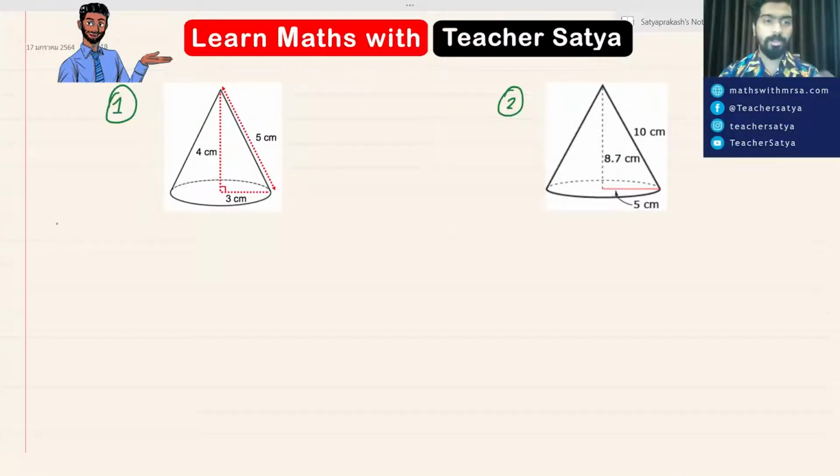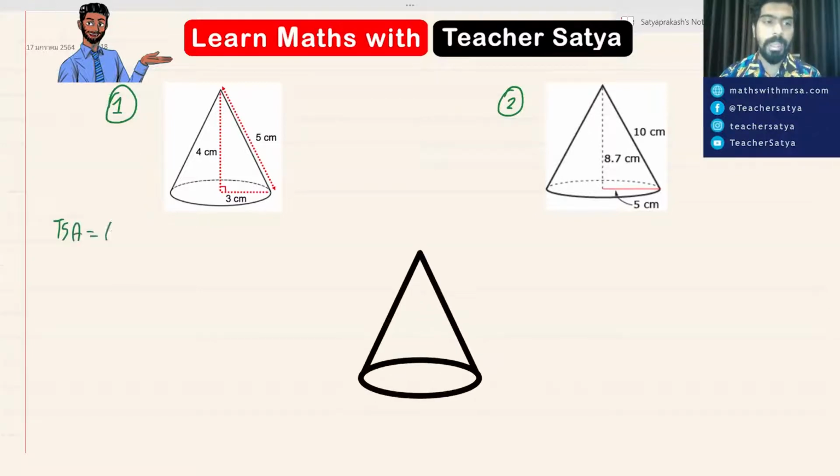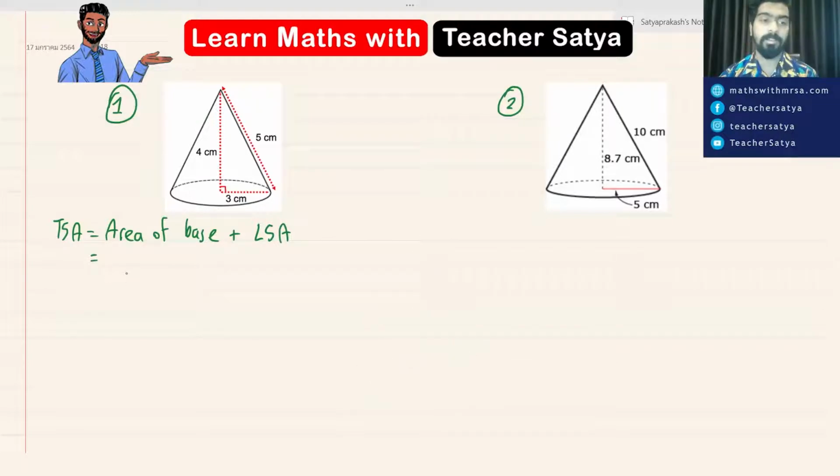So in order to find the area of a cone guys, what we need is the area of its base plus the lateral surface area, LSA. Right guys, now as you can all see here, the base is a circle. Therefore finding the area of the base would be pi r square, plus the lateral surface area would be pi rs or pi rl, where s is the slanting height.